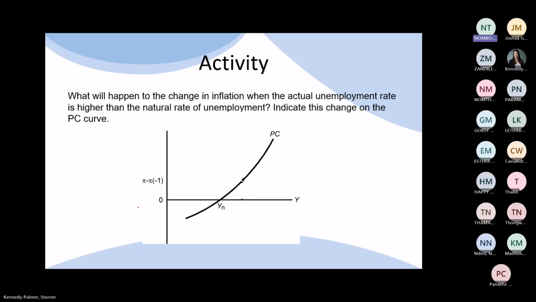It's negative. So when the actual unemployment rate is higher than the natural rate of unemployment, it means the output gap is negative, and the actual level of output is lower than the natural level of output. So we're anywhere here. In an exam type situation or an assignment, you could indicate Y anywhere along here. We haven't given specific numbers, so you can just choose a point.